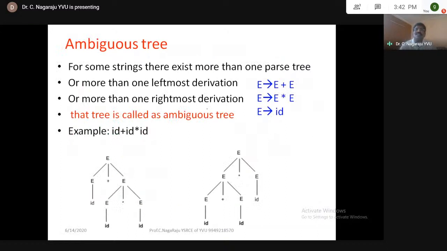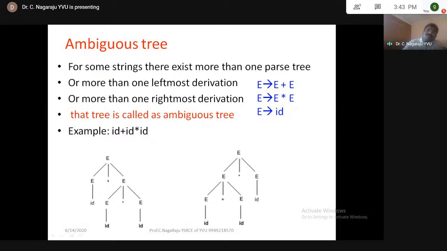For some string, if there exists more than one parse tree, or more than one leftmost derivation, or more than one rightmost derivation, the tree is called an ambiguous tree. That is, for an existing string there is more than one parse tree. If there is more than one parse tree, or more than one left subtree or right subtree, then the tree is called ambiguous.